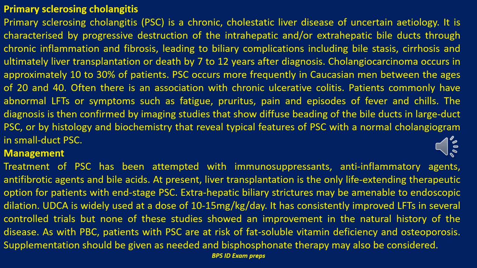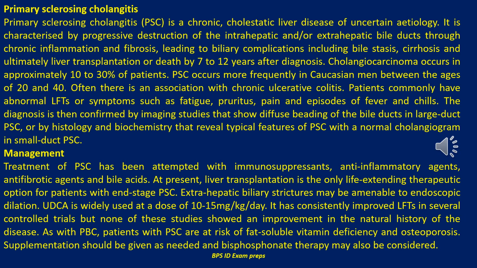Next we will discuss the management of primary sclerosing cholangitis. Treatment of primary sclerosing cholangitis has been attempted with immunosuppressants, anti-inflammatory agents, antifibrotic agents and bile acids. At present, liver transplantation is the only life-extending therapeutic option for patients with end-stage primary sclerosing cholangitis. Extrahepatic biliary strictures may be amenable to endoscopic dilation.